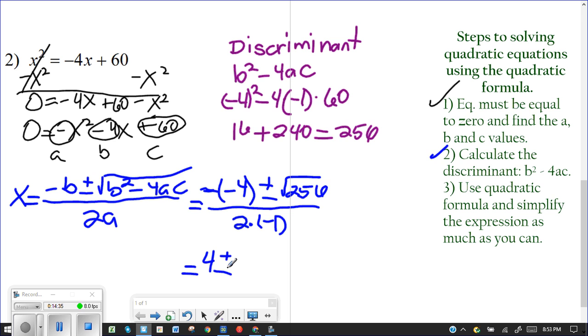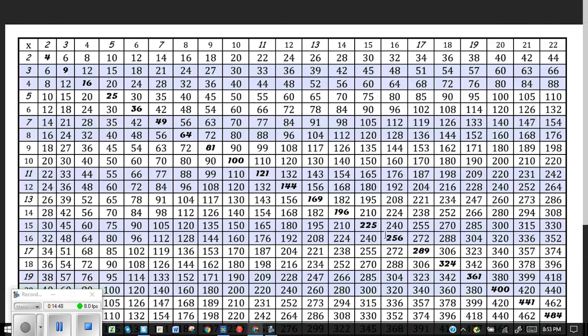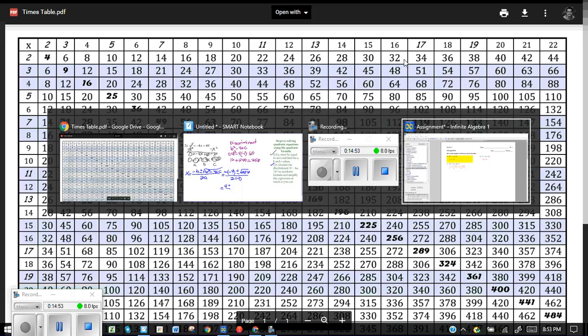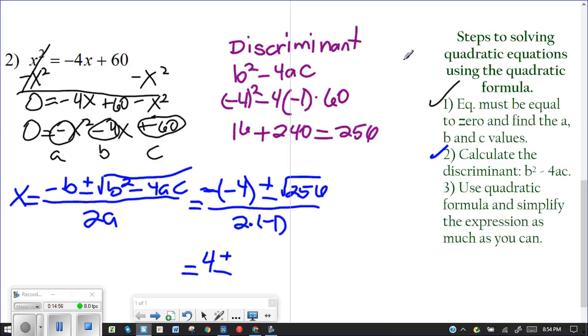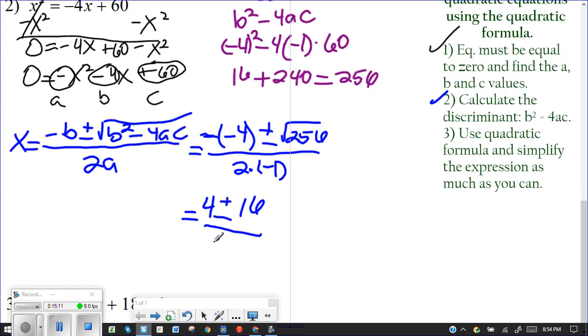Remember the way you do square root of 256: if you look at the times tables that we have online, look for 256 somewhere in these numbers. Now, if I look at 256, it's right here, so the square root will be 16. So that'll give me 16. So now, I'm going to go back in here, and instead of putting square root of 256, I'm going to put in 16 all over 2a.